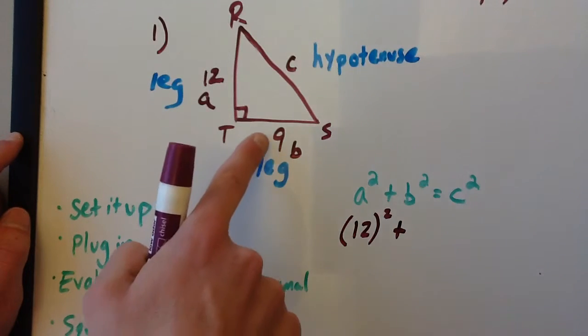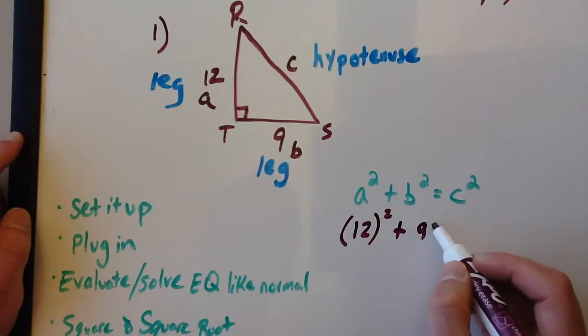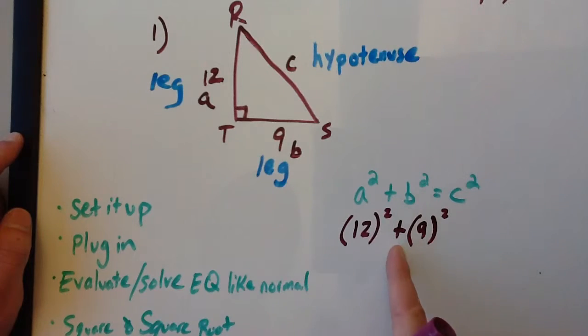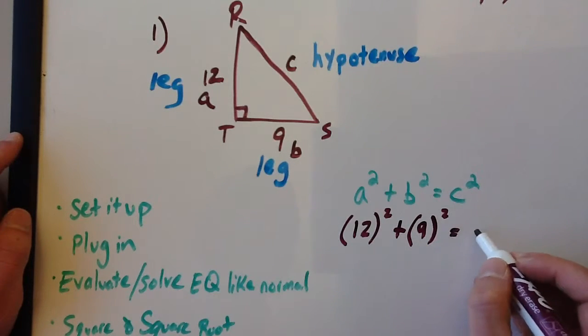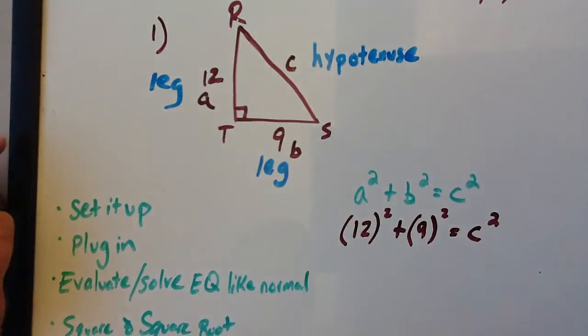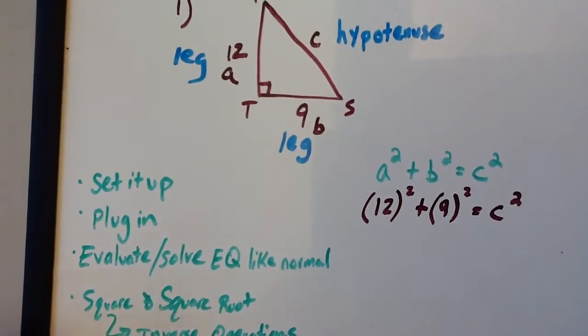What's b? Well, we call this leg b, so b is 9. I have 9 in parentheses squared. a squared plus b squared equals c squared. And that's what I'm looking for. I'm looking for c. What is the length of the hypotenuse? So I've set this up. I've plugged in my values for a and b. Now I need to evaluate.